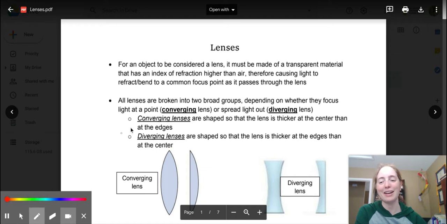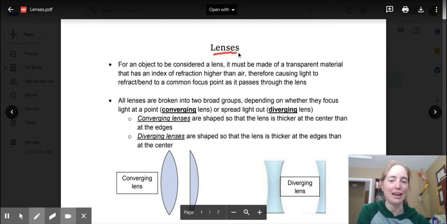So, what we're going to be looking at today is all about lenses and how cool they are, and how to draw ray diagrams with lenses, and how to do our lens calculations.